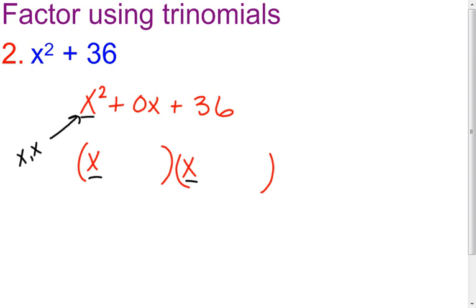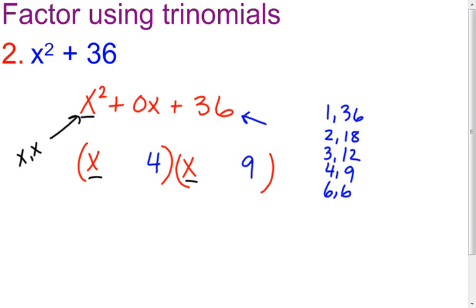Along the back, the factors of 36 are 1 and 36, 2 and 18, 3 and 12, 4 and 9, and 6 and 6. So, I know that I have to add up to be 0x in the middle, so I'm just going to try one of these. I'm trying them at random. I'm going to try 4 and 9. If it's a plus right here, you either need to have plus plus or minus minus. So I'm going to try plus plus.